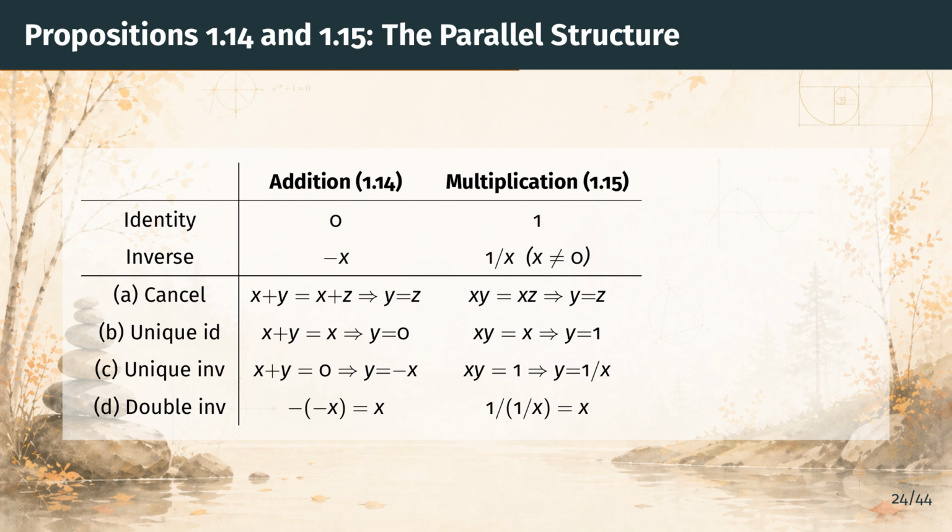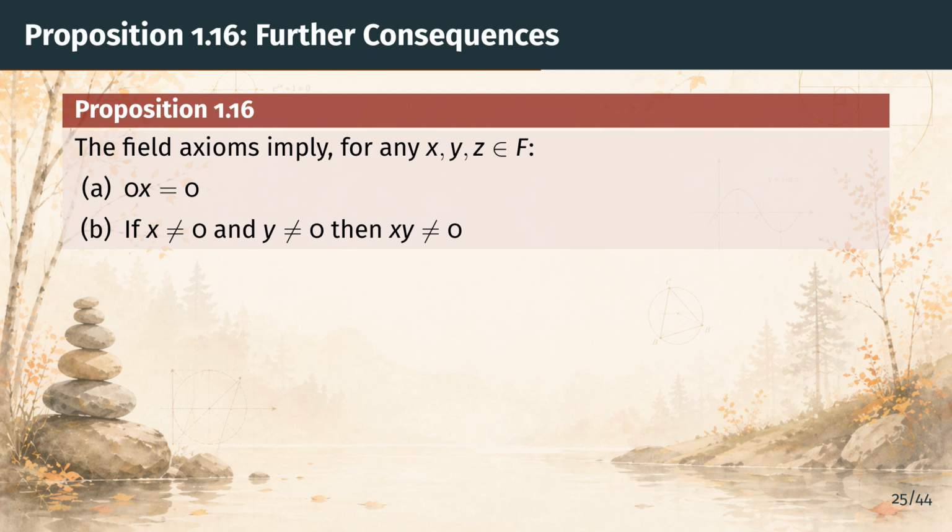Now let's see what happens when we use both operations together. Proposition 1.16 gives 4 more consequences of the full field axioms. Part A says that 0 times anything is 0. This seems obvious, but it actually requires proof because the axioms only tell us about the additive role of 0, not about what happens when we multiply by it. Part B says a product of non-zero elements is non-zero. This is sometimes called the absence of zero divisors. 2 more consequences are coming next.